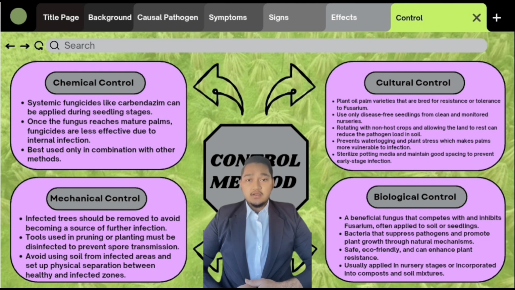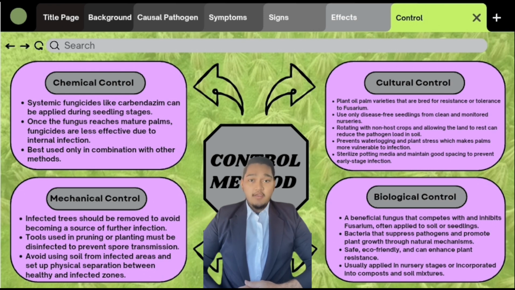Other than that, cultural control. Cultural control is about using good farming practices. We can plant resistant varieties of oil palm. Also, it is important to use clean and disease-free seedlings. We also should rotate crops, avoid replanting immediately after infections, and manage the nursery properly by using clean soil and tools. All of this helps reduce the disease risk.